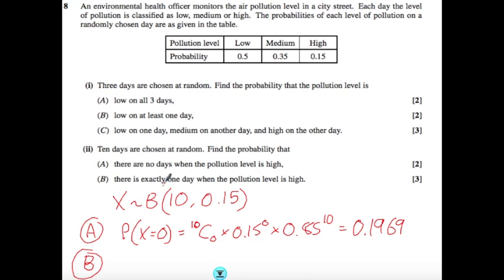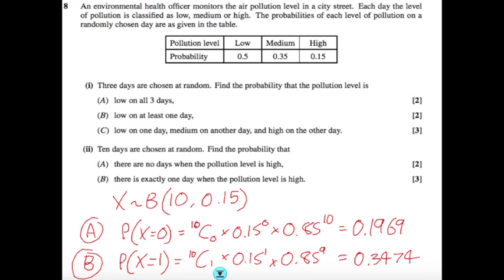Right, for B, there is exactly 1 day when the pollution level is high. So here we've got the probability x equals 1. And that's going to be, so again, same formula, 10C1, because there's 10 different ways of choosing 1 day from 10 days, times 0.15 to the 1, so we want 1 success, times 0.85 to the 9, because we want 9 kind of failures. So 10 times 0.15 times 0.85 to the power of 9 is 0.3474.